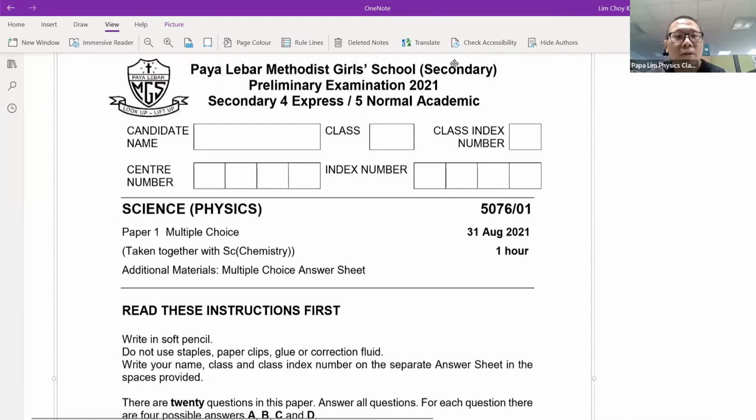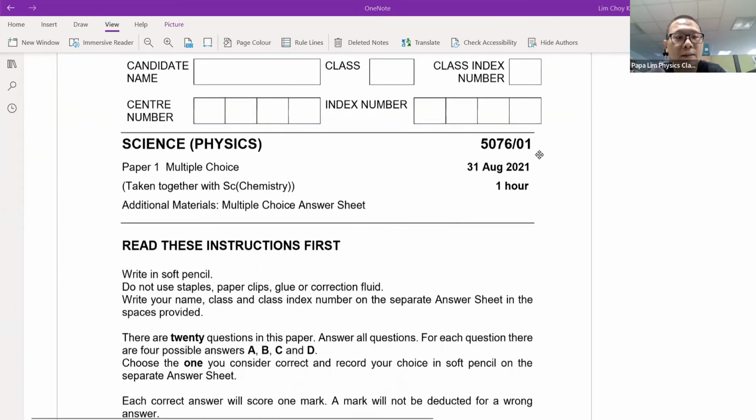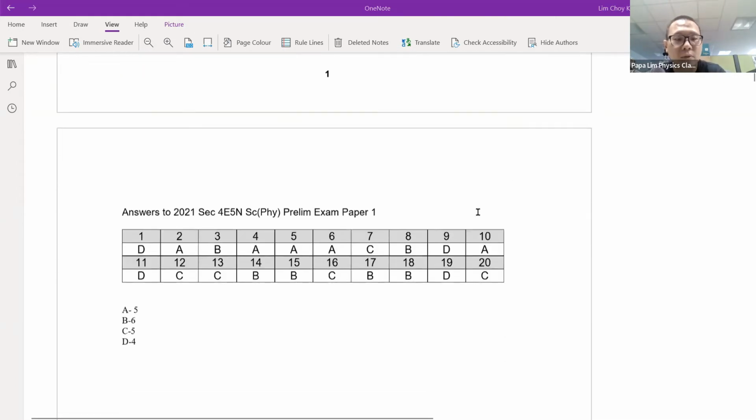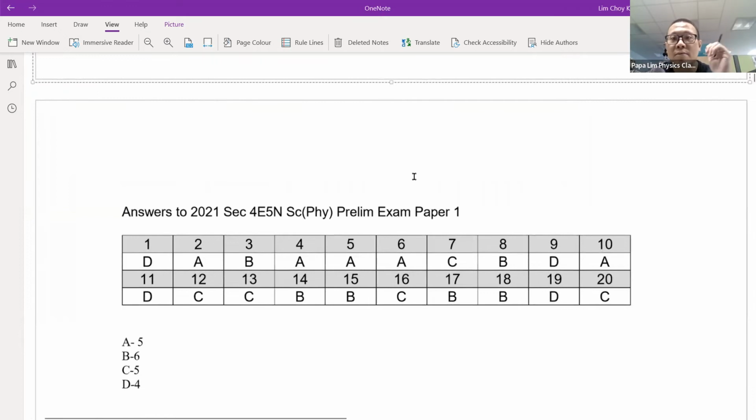Now for this paper, let's take a look. For paper 1, for those who have done the questions, let me zoom in first. This is the answer. You might want to pause the video here to check your answers to see how well you have done for your paper 1 MCQ.